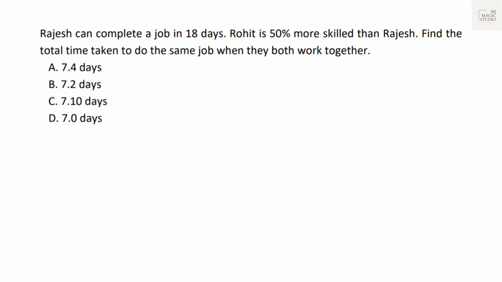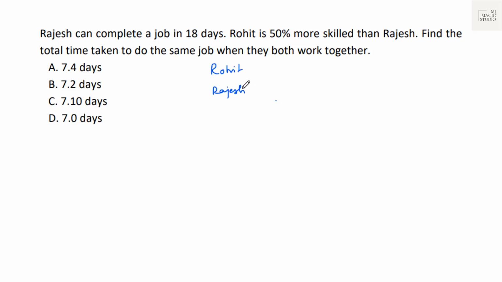Another classical take from time and work based on efficiency, I guess. Do it. Let's see what is there. First of all, I'm reading this about the efficiency. Rohit is 50% more skilled than Rajesh.